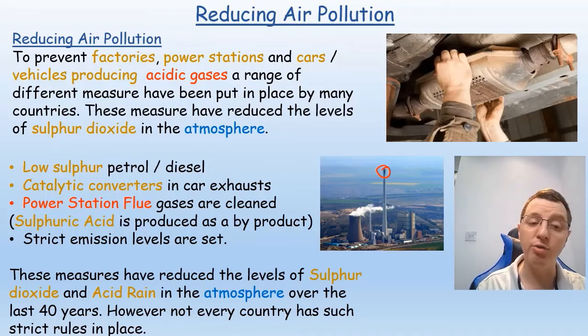This is actually quite useful because sulfuric acid is produced as a byproduct, and that sulfuric acid can then be kept and used in the chemical industries. And then the government sets strict emission levels and will fine any companies that breach these emission levels. These measures have reduced the levels of sulfur dioxide and acid rain in the atmosphere over the last 40 years. However, as I've already mentioned, not every country has such strict rules in place.